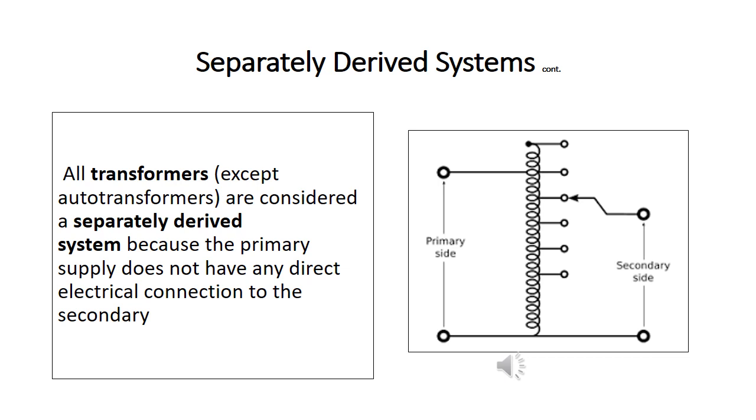Separately derived system. All transformers, except autotransformers, are considered a separately derived system because the primary supply does not have any direct electrical connection to the secondary. An autotransformer, as you can see by the photo on the right, is not a separately derived system because both the primary and secondary windings are connected to a common winding.